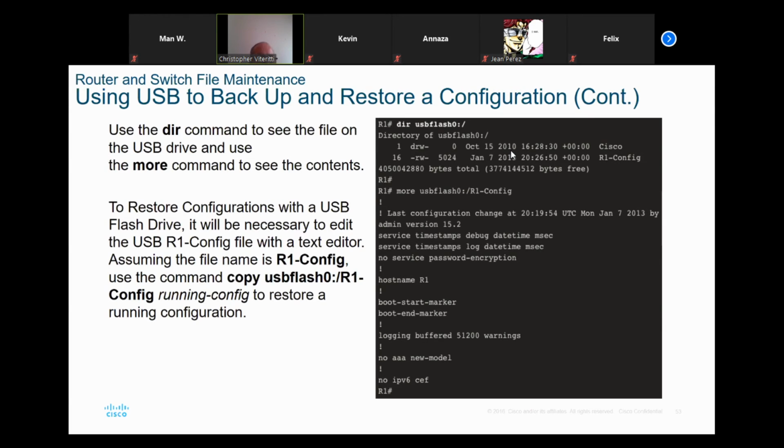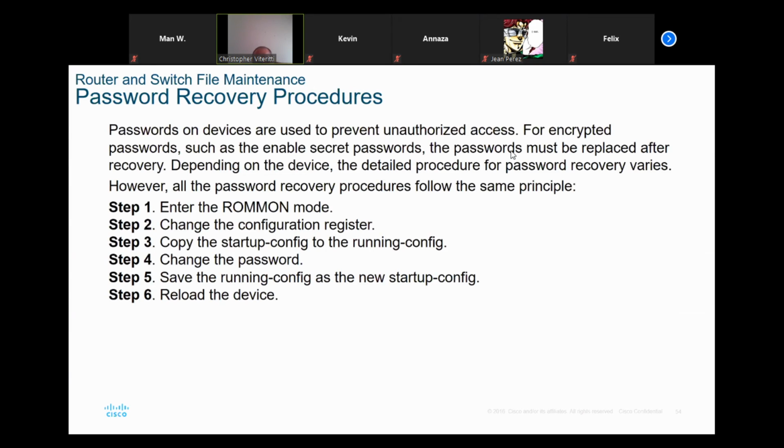Okay. To restore configs with a USB flash drive, it's necessary to edit the USB R1 config with the text editor in this case. Assuming the file name is R1-config, use the command copy usbflash0:/R1-config to restore a running config. Do note, if you edit it in Notepad and you give it an extension of .txt, you're going to have to provide that to transfer it.